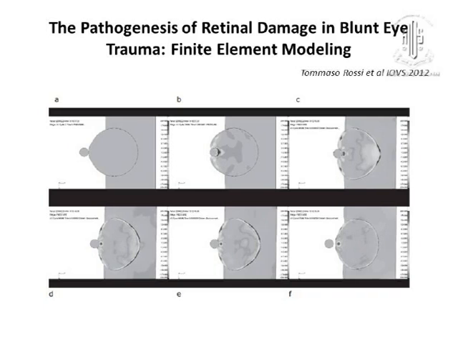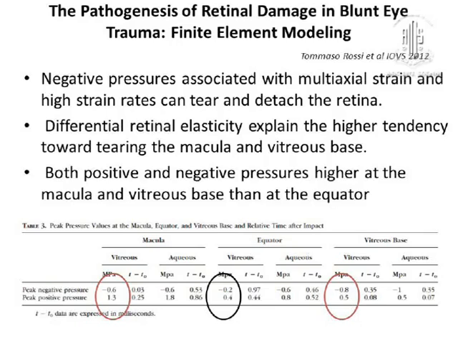Tommaso Rossi et al. in 2012 documented this by their experimental design, where they used a ball bearing to induce a trauma, and they assessed the strain rates inside the eye. It was an artificial eye model based on finite element modeling, and they described that negative pressures are associated with multi-axial strain, and high strain rates can tear and detach the retina. Differential retinal elasticity explains the higher tendency towards tearing of the macula and vitreous base, which I have already explained.